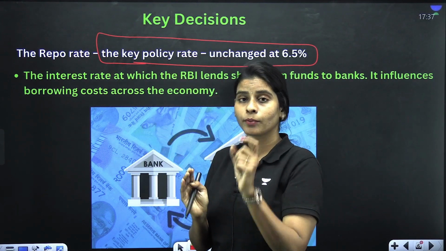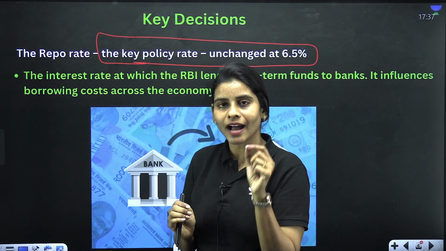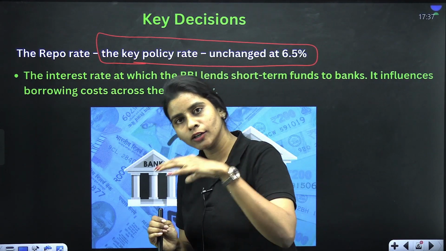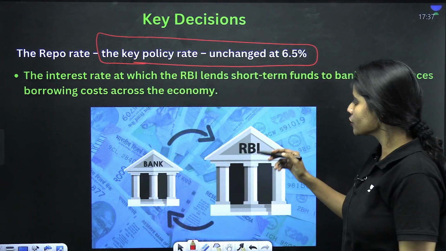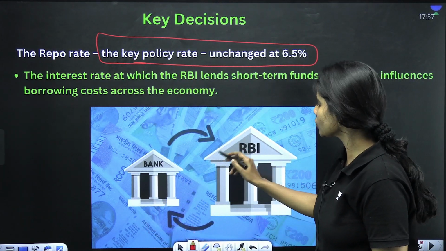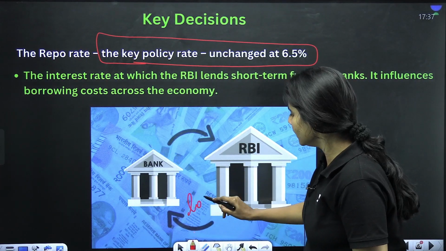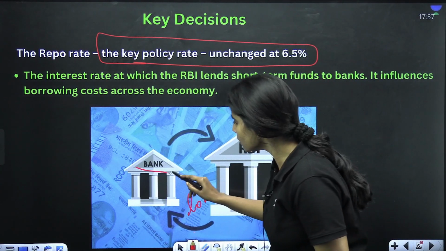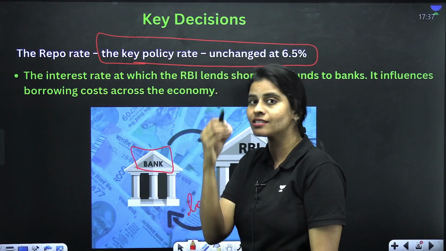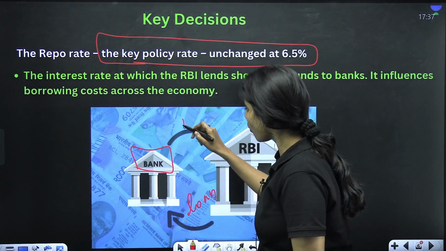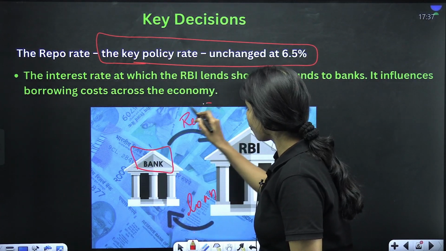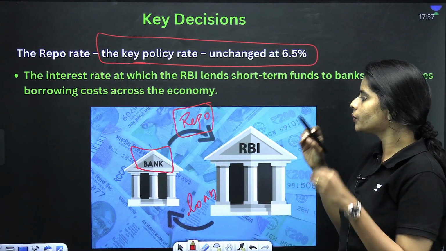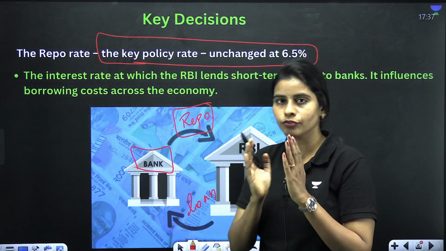We learned repo rate is nothing but the rate at which RBI will lend loans to the commercial banks, right? So it is the rate at which RBI is going to lend loans to the commercial banks which are facing a shortage of funds. So at what rate? At the rate of repo. So how is this related to inflation?